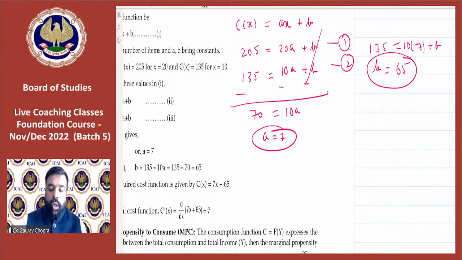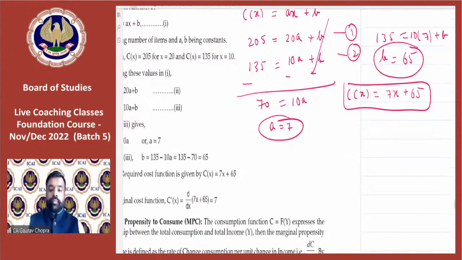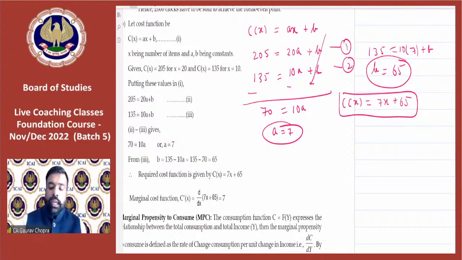So what is the cost function? Cx is equal to ax plus b, that is 7x plus 65. This is the cost function. And if we have to calculate the marginal cost from this, we can differentiate and see the marginal cost. So if we differentiate, what is the marginal cost? It comes out as 7. So 7 becomes the marginal cost. All right.